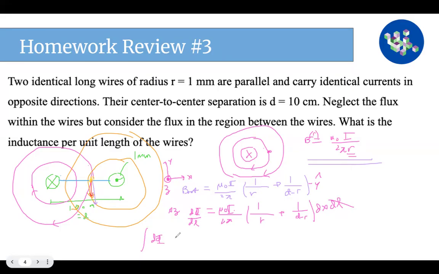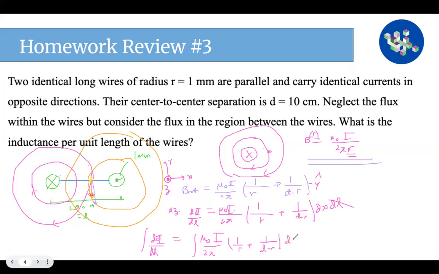Okay, and then it will be equal to the integral of d flux over dl, right? So this will be equal to the integral of mu zero I divided by 2 pi, and then times what? Times 1 over r plus 1 over d minus r, and then times dx, right?